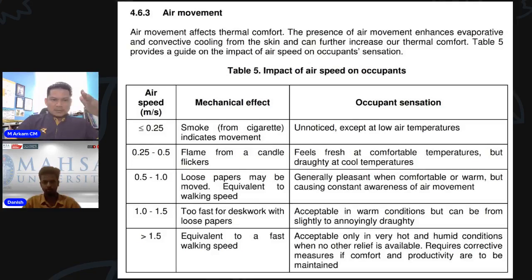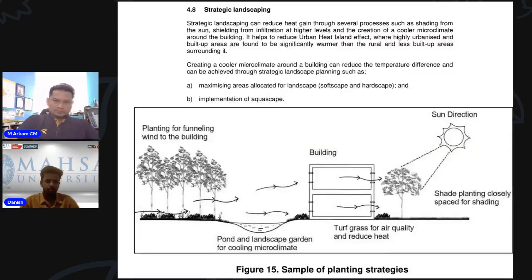Okay, air movement. I think I need to skip there. It's just telling about airspeed of 0.25 and below, and this is the sensation that we can get up to 1.5 and above. So what is the position? This is how to understand the air movement so that we can position our opening precisely in the area where we want it to function, or else it won't function. You will put in a passive device or passive strategy, but it won't function in our climate due to this misunderstanding of the mechanical effect of the wind movement.